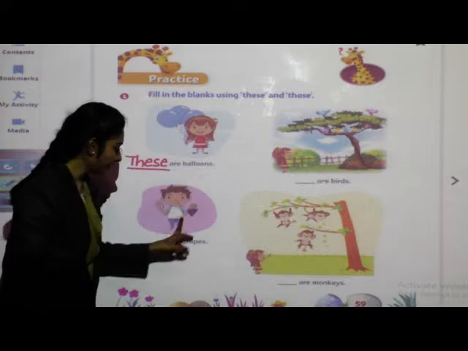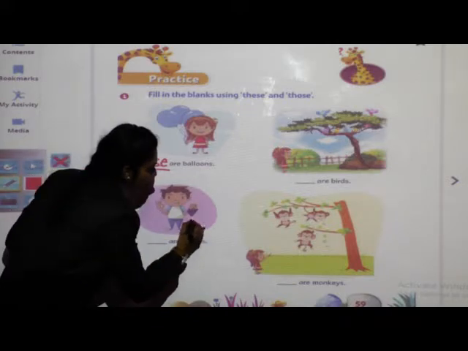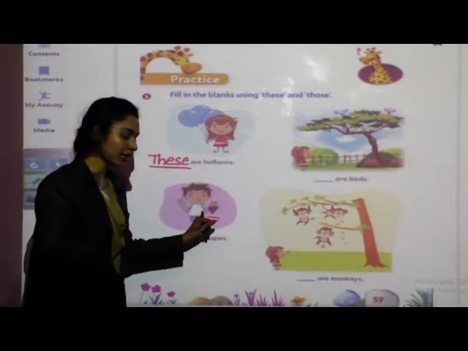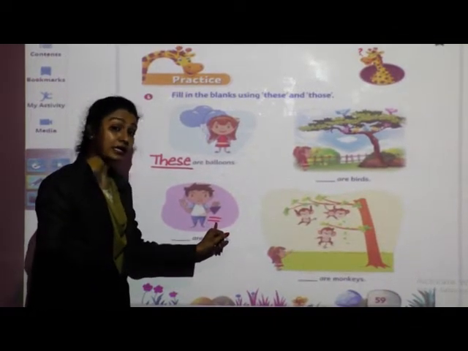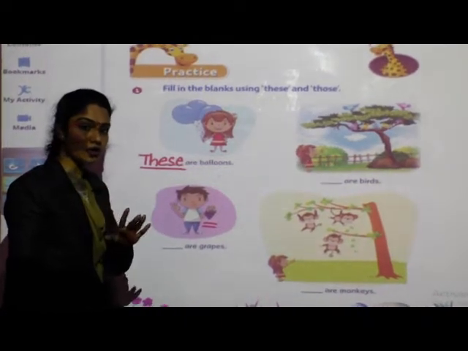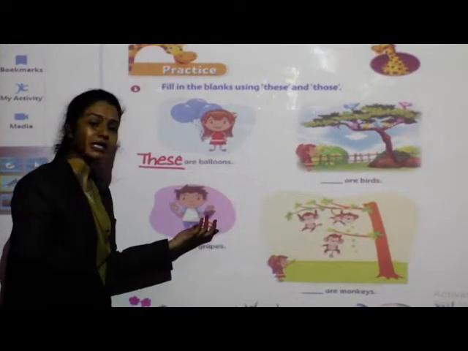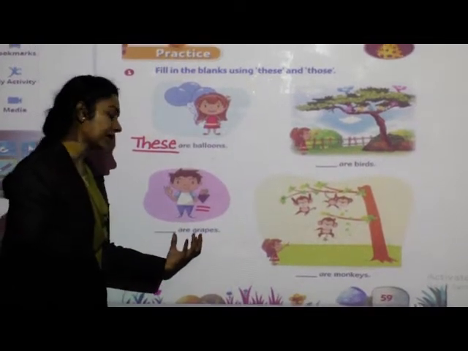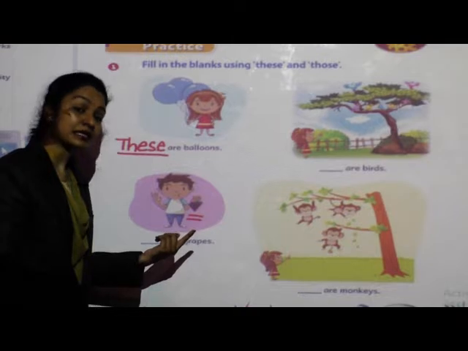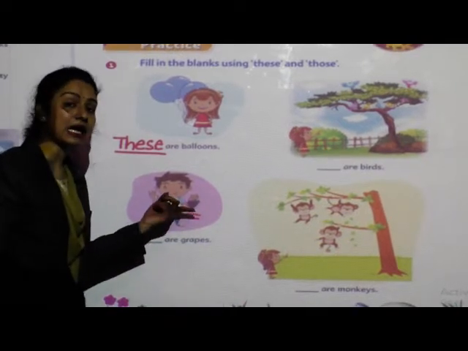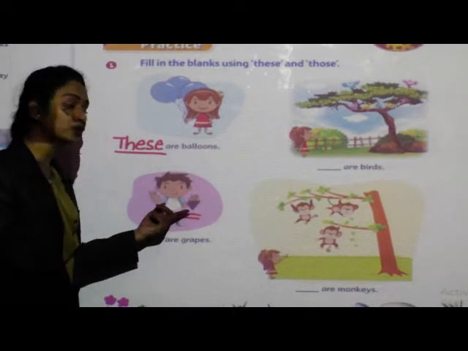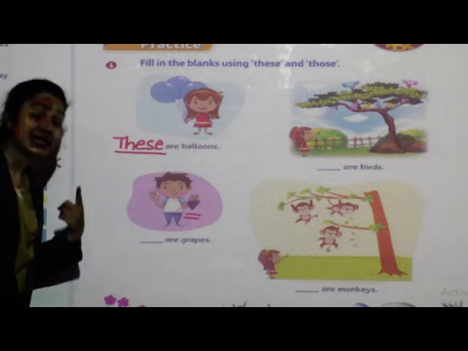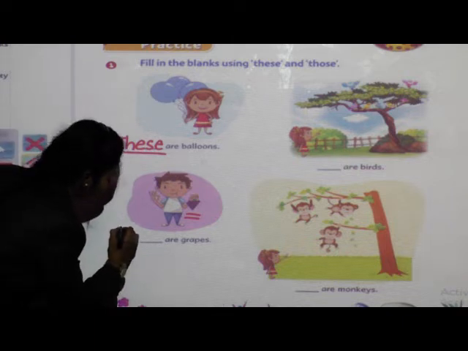Now next example. Can you see this boy? In this boy's hand, what is there? Only one grape is there? No. A bunch of grapes is there, right? So these are the grapes. What will he say? These are grapes or those are grapes? Yes, why? Because the grapes are in his hand, near to him. So what should we use, those or these? These, yes, very nice.